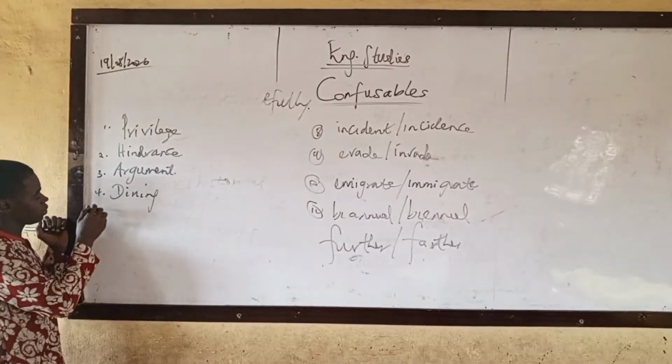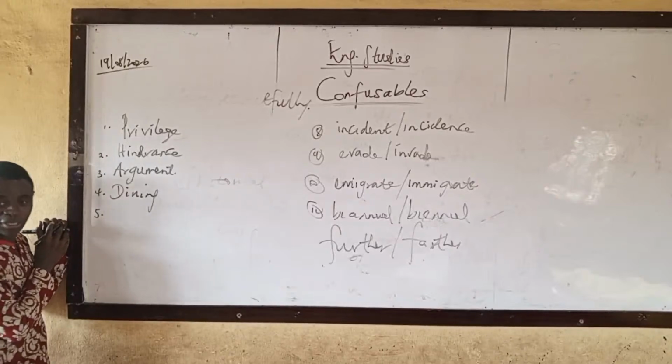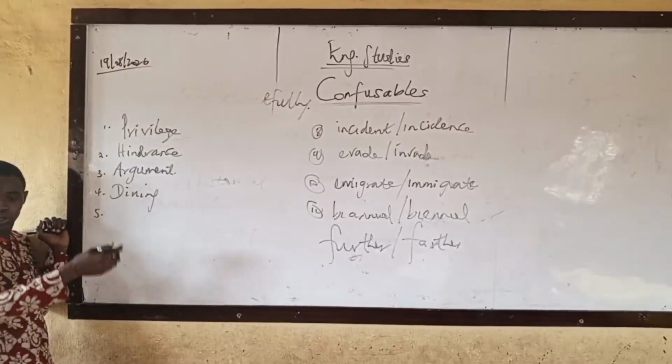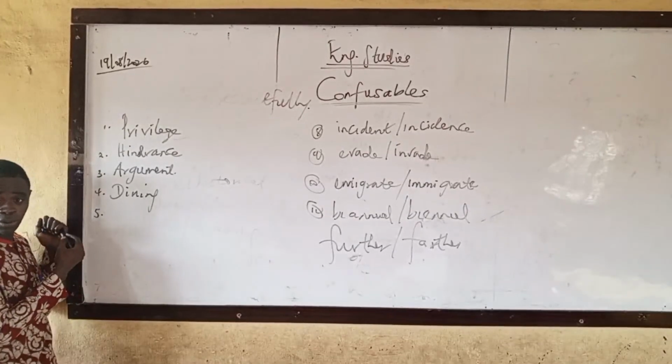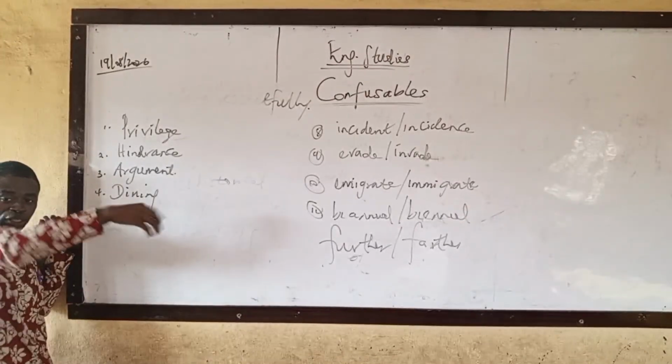When I say dining table, the table is just to show that the thing is meant for eating. But if I say let's go to the dining, dining is a room, a place. So the table is the one meant for eating.